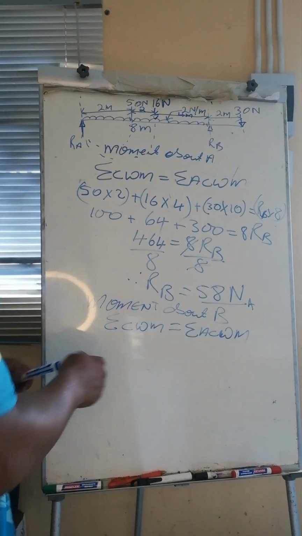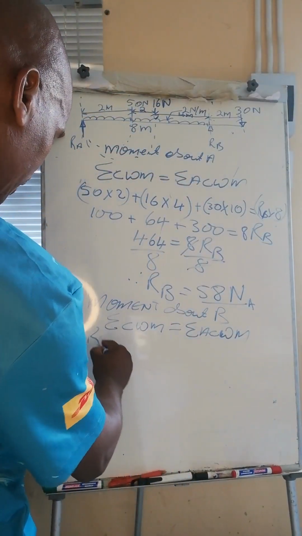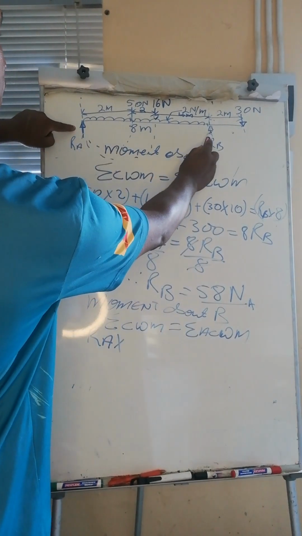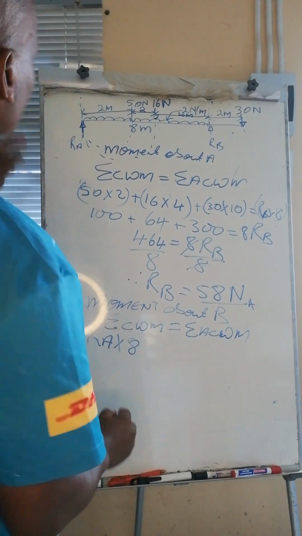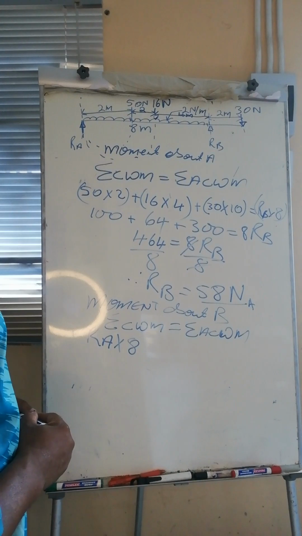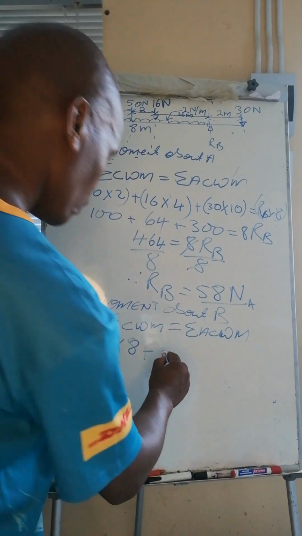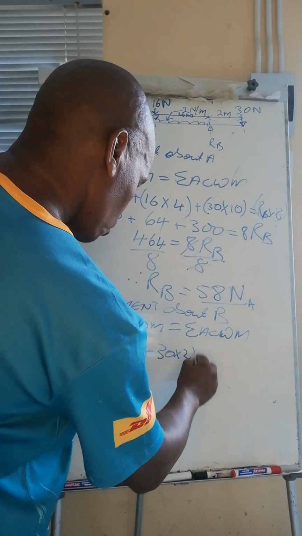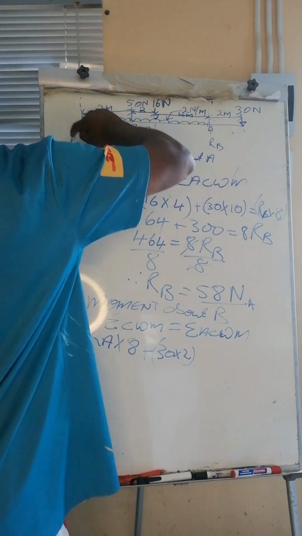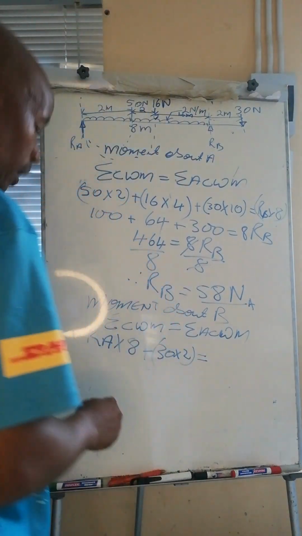What is the anti-clockwise moment? It's RA multiplied by the distance from there to there, which is equal to 8. Is there any other force? Yes, there is. Plus 30 times 2. Why? It is clockwise. It's heading to B. RA is heading to B.